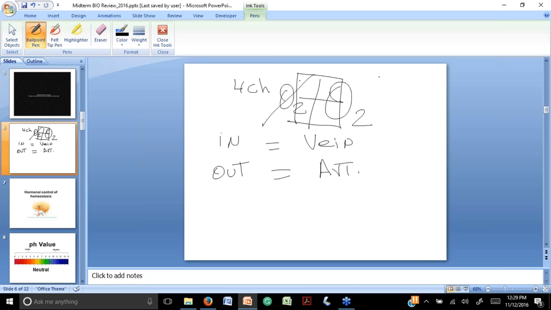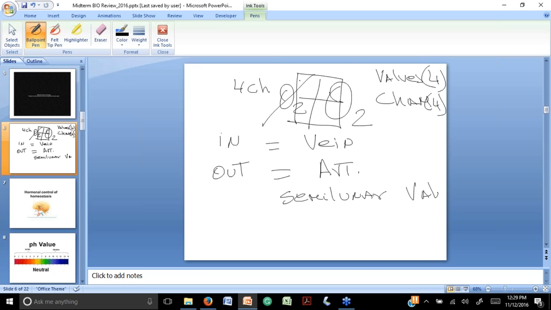Another thing that is very important is going to be the valves. How many valves do we have? Four. How many chambers do we have? Four. Okay? So then the other thing that is important to remember is the semilunar valves.